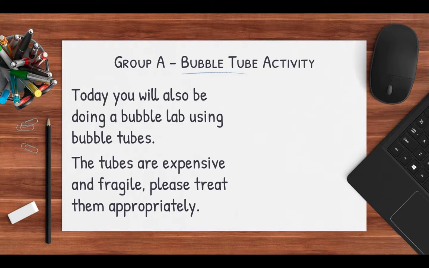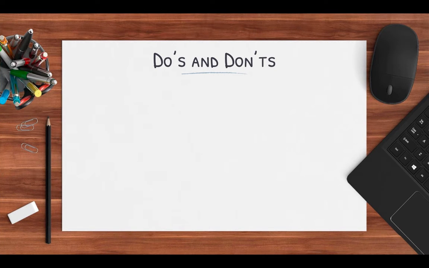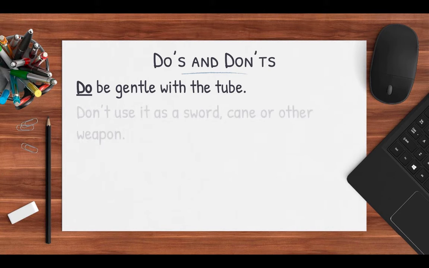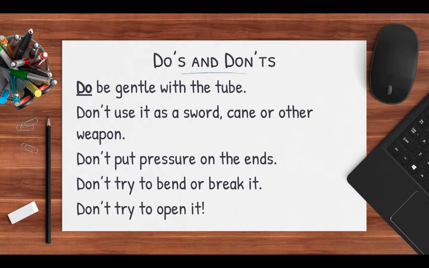The bubble tubes, these are really unique, okay? They're very expensive and fragile, so please treat them appropriately. Here are some do's and don'ts. Do be gentle with the tubes. Do not use it as a sword, a cane, or any other type of weapon. Do not put pressure on the ends. Do not try to bend or break it. And do not try to open it. Like I said, they're expensive and they've lasted me and my classes a long time. I don't want you to be the ones to break them.